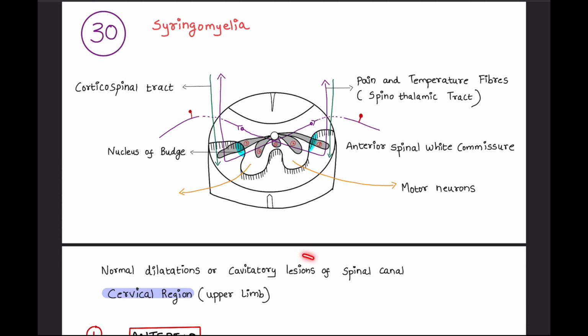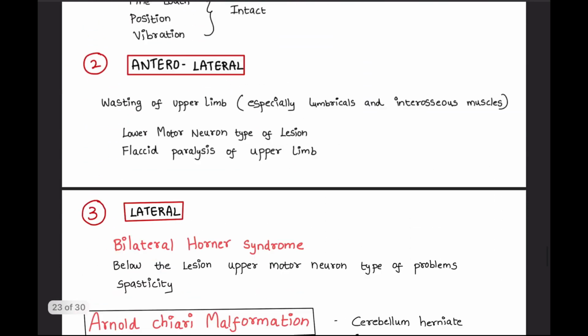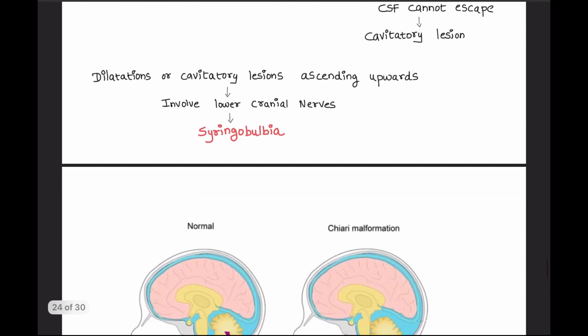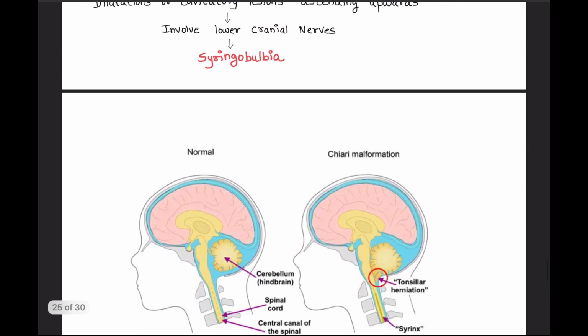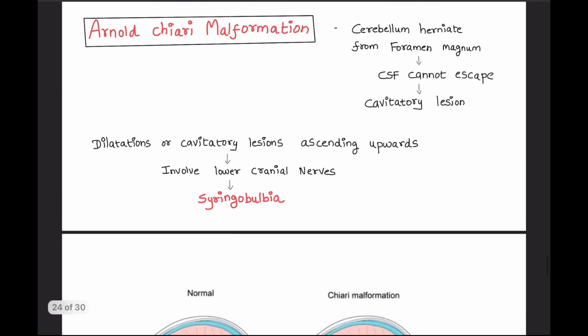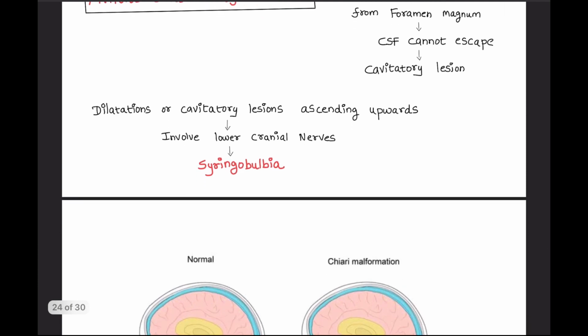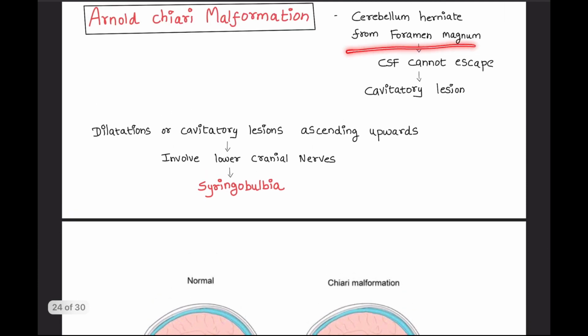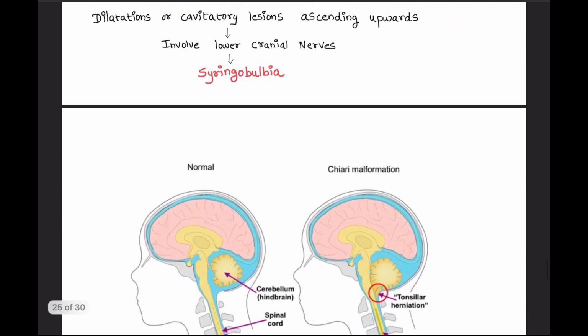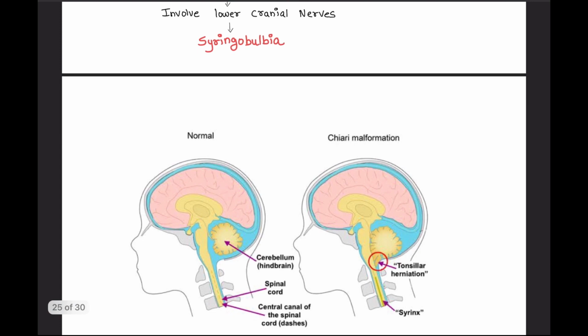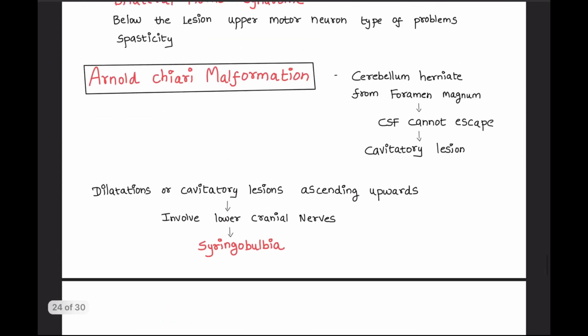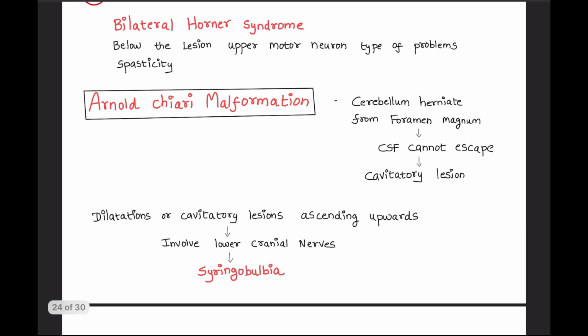Then we will see the cavitary lesions. So why is there a cavitary lesion? You have your cerebellum. If there is a herniation in the cerebellum from the foramen magnum, what happens is the CSF cannot escape and it forms a cavitary lesion in the spinal canal. You can see this in this picture. So this causes a cavitary lesion, and this condition is known as Arnold Chiari malformation.